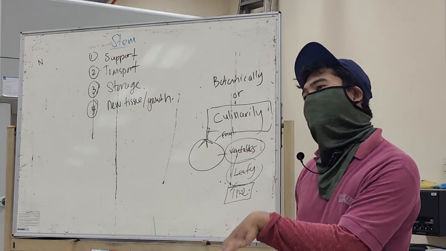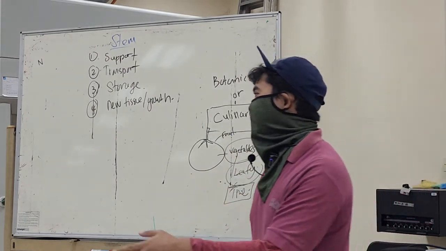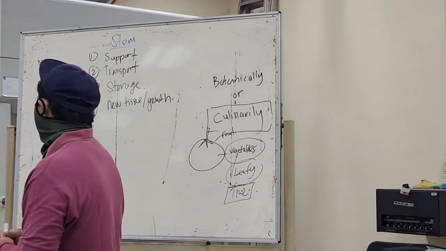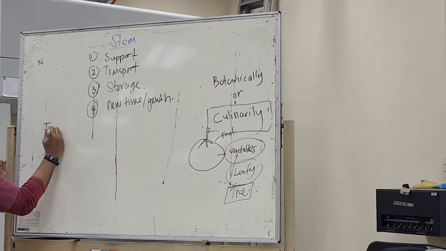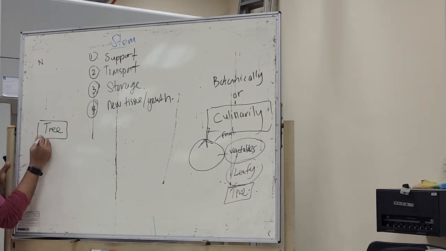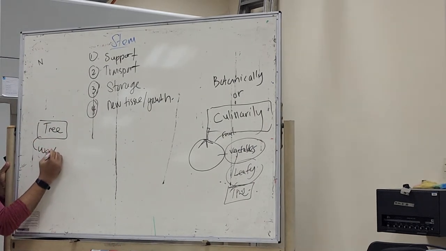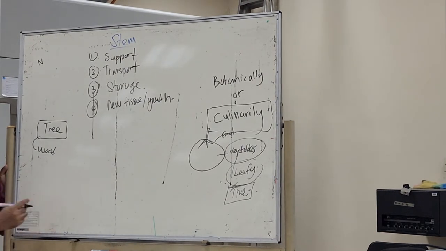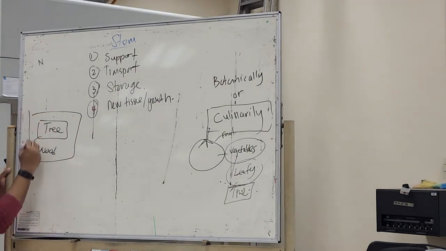It's pretty much like the tree. The banana tree. Is it a banana tree or a banana plant? If you're talking botanically, a tree must have wood. Must have wood. So this gives rise to another confusion in the terminologies.